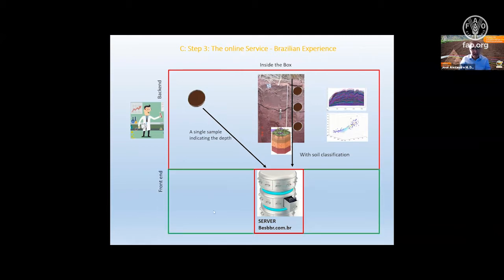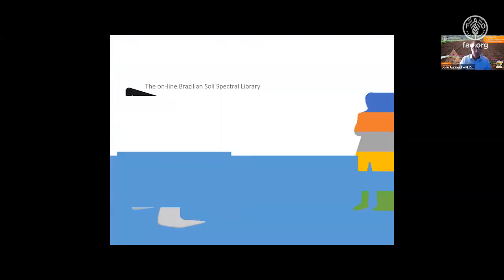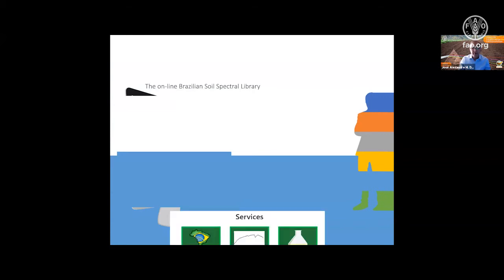And on the front end, we will have the user that can choose, by filtering, what he wants to see and what he wants to do. And I'm going to show right now. So this is the structure. Okay, so how does it function? The online Brazilian Soil Spectral Library.